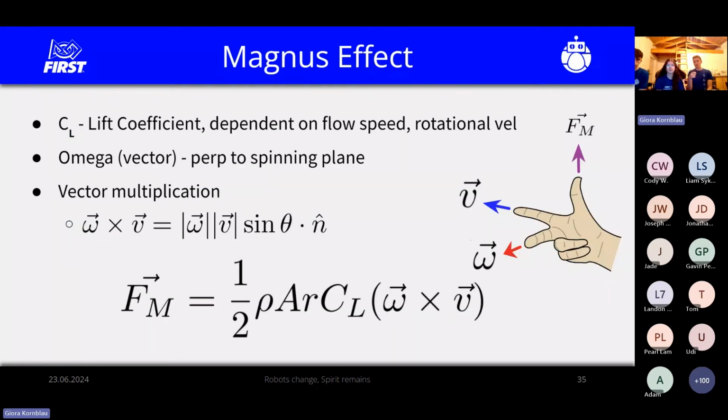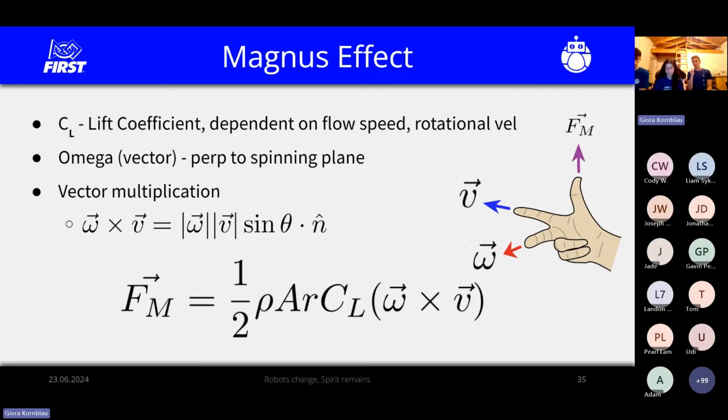Because the Magnus force acts in the perpendicular direction of the spinning plane, you take the cross product. Anyone that doesn't know what the cross product is, it basically gives the vector that is perpendicular to both the vectors in the product, and that's why it appears here. Again, this formula we didn't derive ourselves. We took it from that research paper that I mentioned before.